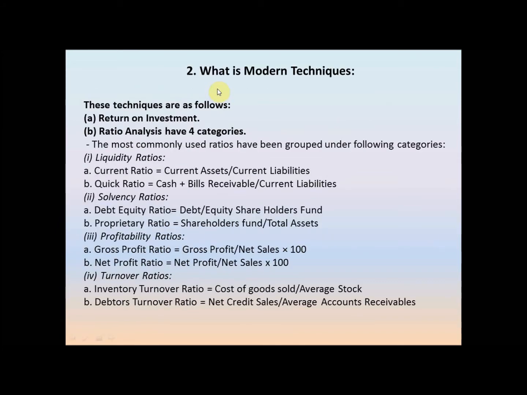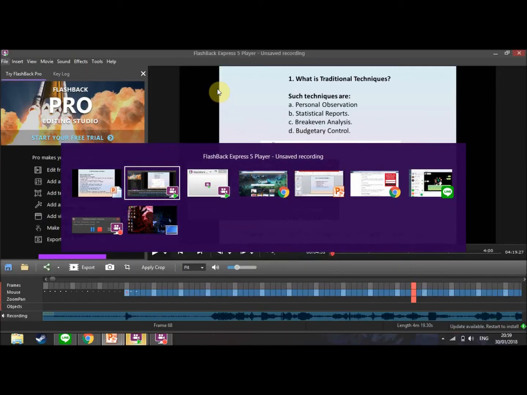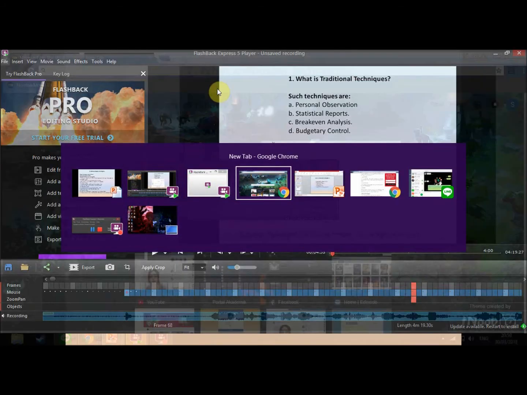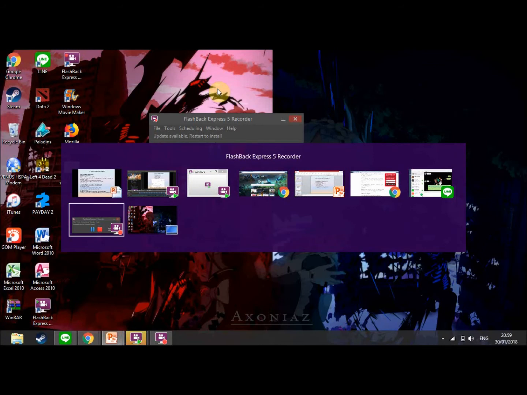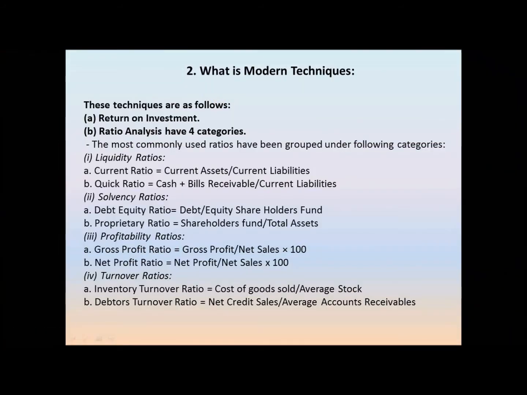Modern techniques are those techniques which are very new in management work. These techniques provide various new aspects for controlling the activities of an organization. A. Return on investment. Return on investment is a very useful technique for determining whether the capital invested in the business has been effectively used or not for generating a reasonable amount of return.